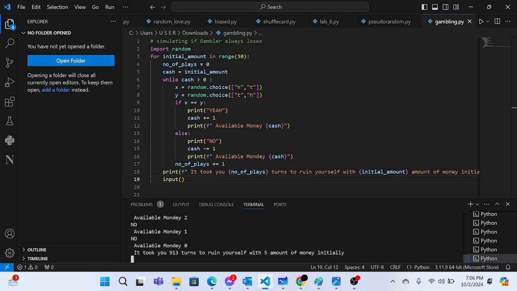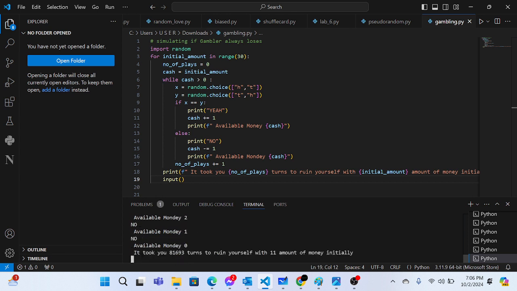Okay, with $5 at 913 tosses, he is ruining himself. $6, 208 tosses. $7, 23 tosses. $8, 48 tosses. $9, 29 tosses. $10, 400 tosses. $11. It seems like he has good luck with $11 because he is still playing and playing and playing.